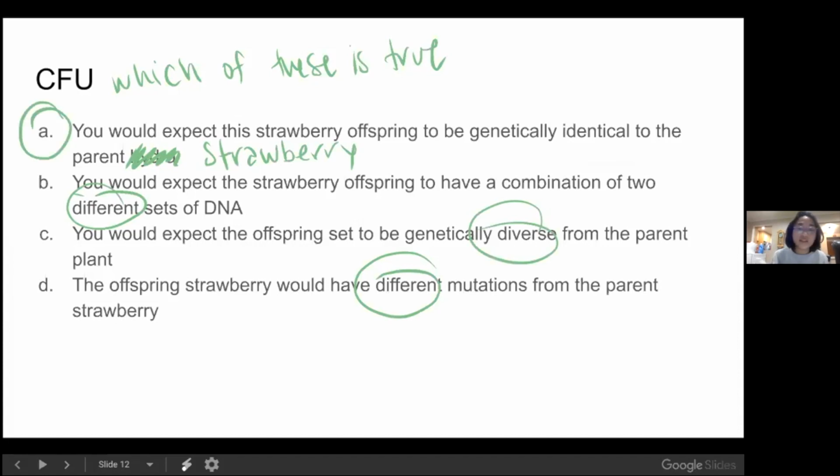The correct answer is A. So, since the strawberry reproduces asexually, the offspring is exactly genetically identical to the parent strawberry. And so basically the main key point that we need to learn about asexual reproduction is, again, the clone is genetically identical to the parent.